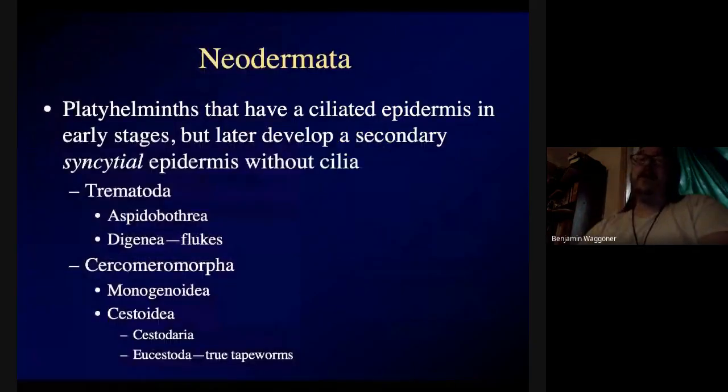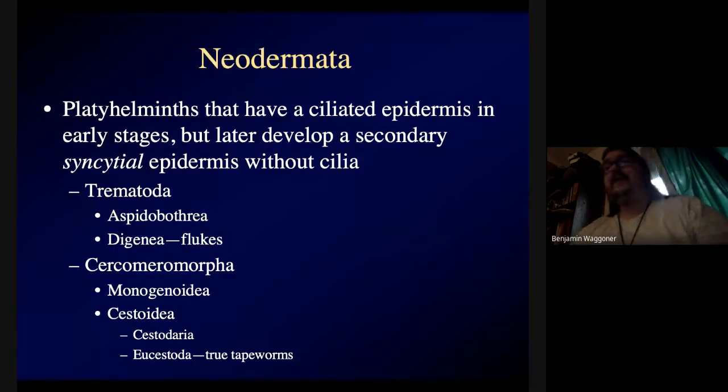Okay, so those are parasitic members of what we used to call free-living groups. But the big hitters in the platyhelminthes, as far as parasites go, share a feature in common. There is a stage in the life cycle where they have a ciliated epidermis like their planarian cousins, but they'll develop a secondary epidermis that doesn't have cilia, and the secondary epidermis is syncytial, and that's a word you do need to know because we're going to see it again.